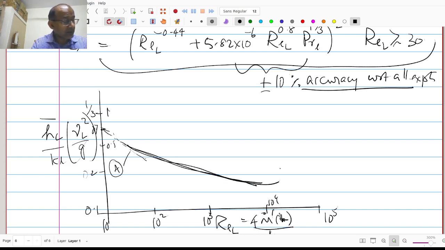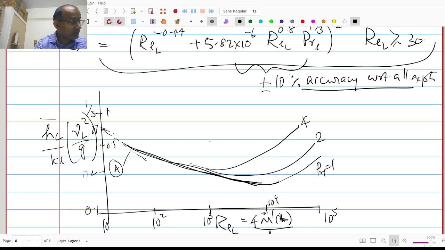It dips like this, and then the values go up, and the way they go up varies with the Prandtl number. So this is Prandtl number of 1, Pr_L 1, this is 2, this is 4, this is 6, this is 10, and so on. Somewhere between 10 to the power of 2 and 10 to the power of 3, the deviations actually start.